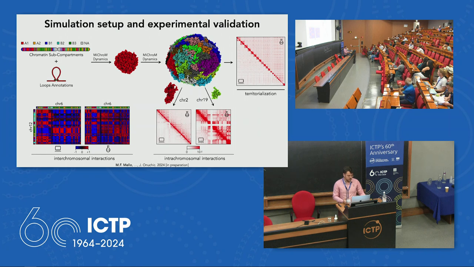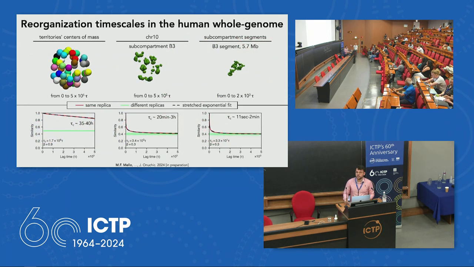We can then focus on the intrachromosomal maps. For example, here I have chromosomes 2 and 19, which are a big and a small chromosome, respectively. We also see that we recapture the plaid pattern. And finally, I'm showing an example of the interchromosomal interaction between chromosome 6 and 12. Instead of showing the contact matrix here, I'm showing the correlation matrix. Red is correlation and blue is anticorrelation. We see correlation whenever two A compartments come together, or two B, and anticorrelation whenever we have an AB contact.